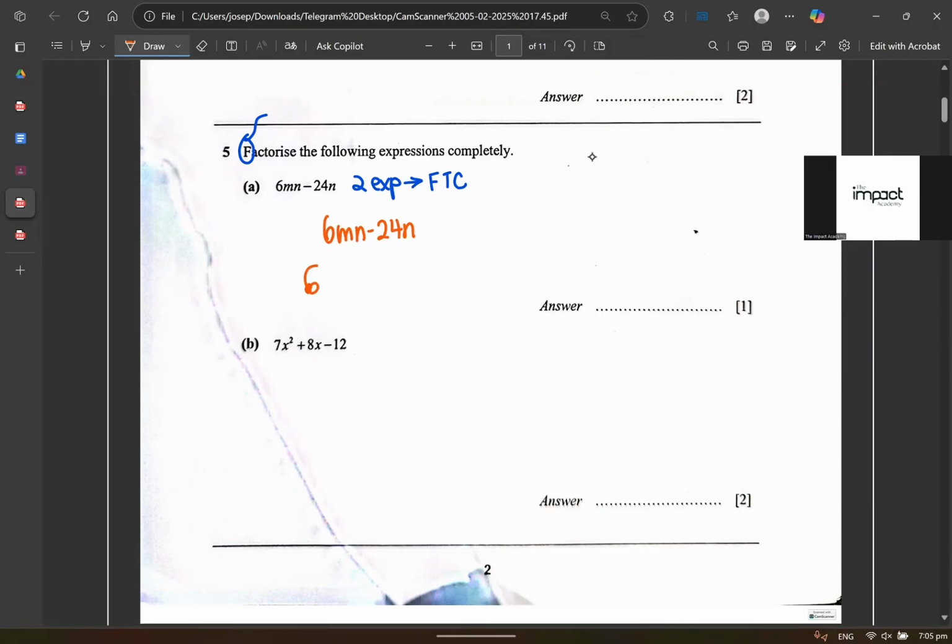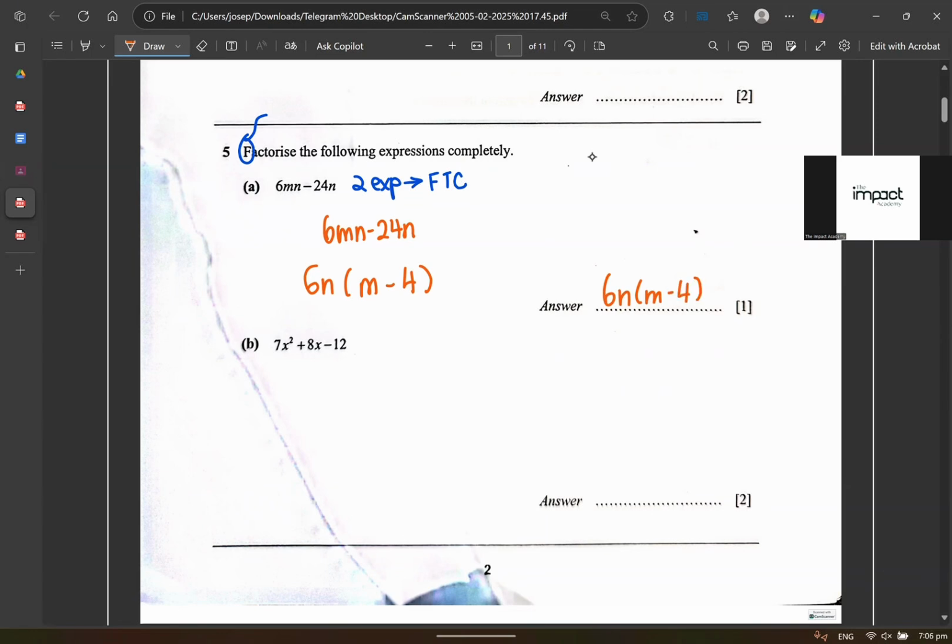Very good. What else am I left with? Sorry, I mean take out n also, right? What am I left with? M minus 4. Is that all? Yeah. All right, 6n bracket m minus 4. Can you understand or don't understand?